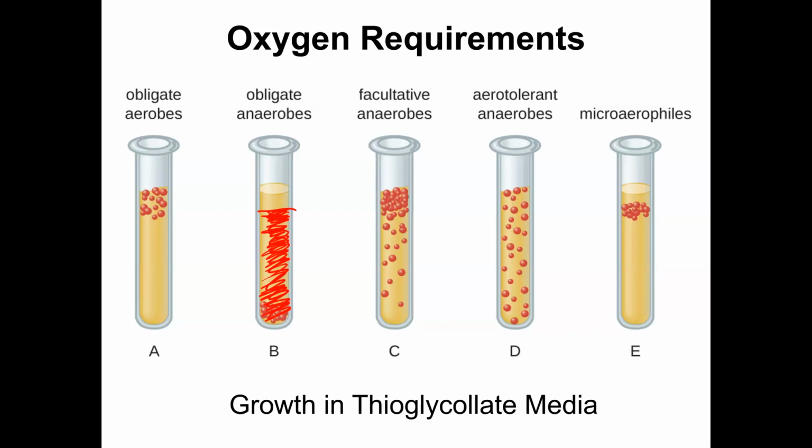Tube C, facultative anaerobes. Okay, so here you have growth all throughout. Heavy at the top, lighter in the bottom portion, but still growth everywhere. So this is showing you that they prefer oxygen. They love it. They grow better at the top, but they still grow in its absence, just slower.